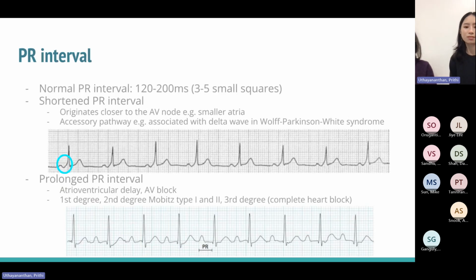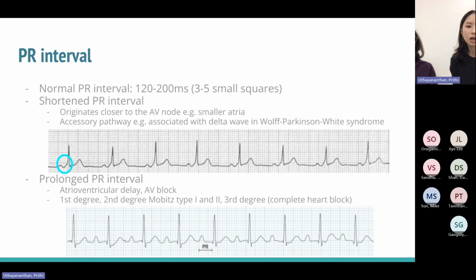So after looking at all the parts of the wave, you want to look at the intervals. An important one is the PR interval. This is the time between the start of the P wave and the start of the QRS complex. It should be 120 to 200 milliseconds, so 3 to 5 small squares. You could get a normal one, or a shortened one, or a prolonged one. A shortened one could mean that the P wave starts somewhere closer to the AV node than normal, so the conduction is taking less time.